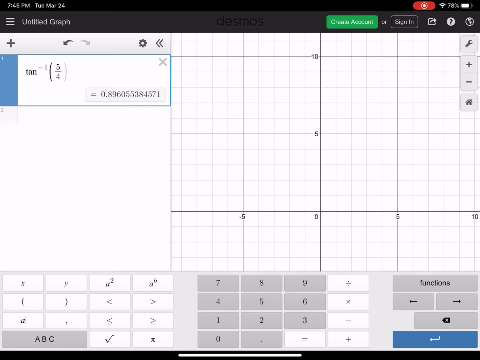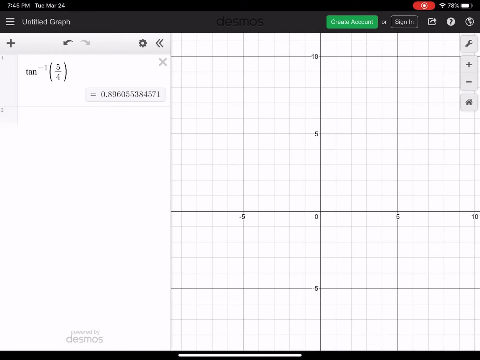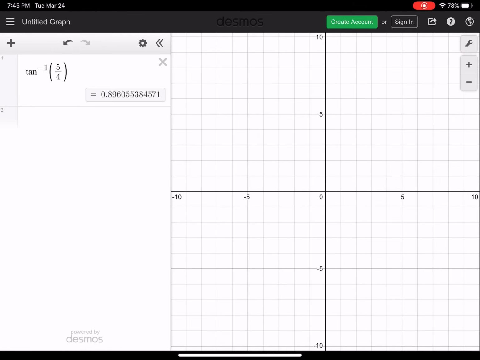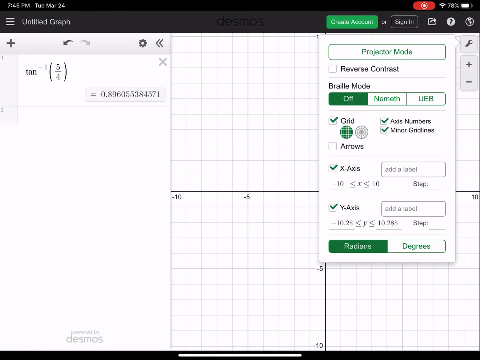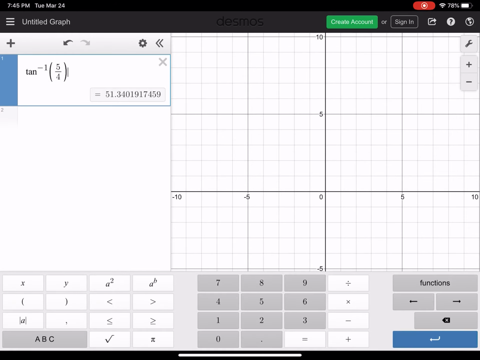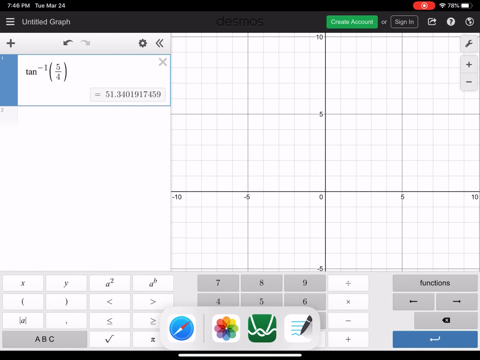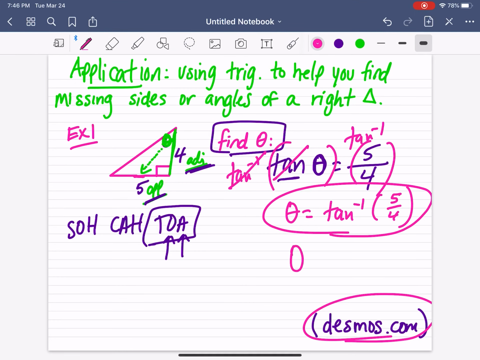So before you do any of your classwork, make sure your calculator is in degrees. So to get that, you click on, let me find it. You click on this symbol here, the little key tool, and you have to hit degrees. So notice that once I changed it to degrees, the answer changed over here. So tangent inverse of 5 over 4 is 51.34. So theta equals 51.34 degrees. So we just found the measurement of angle theta using trigonometry.